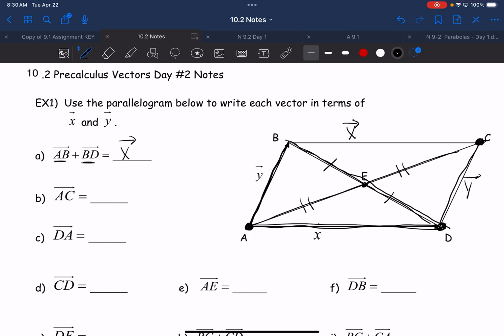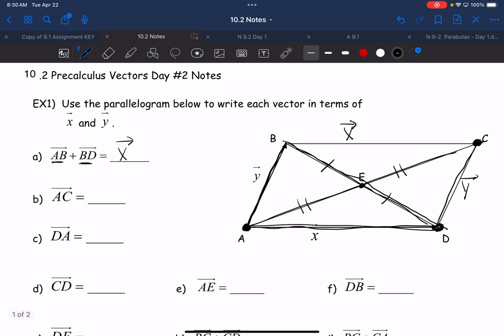What do you guys think? How would I get from A to C? Remember, it has to be in terms of x and y. So what vectors, plural, would get me from A to C? How would I have to travel to get there? I'd have to go along both of them, right? So I can write that as vector x plus vector y, or y plus x. Order doesn't necessarily matter when we're adding.